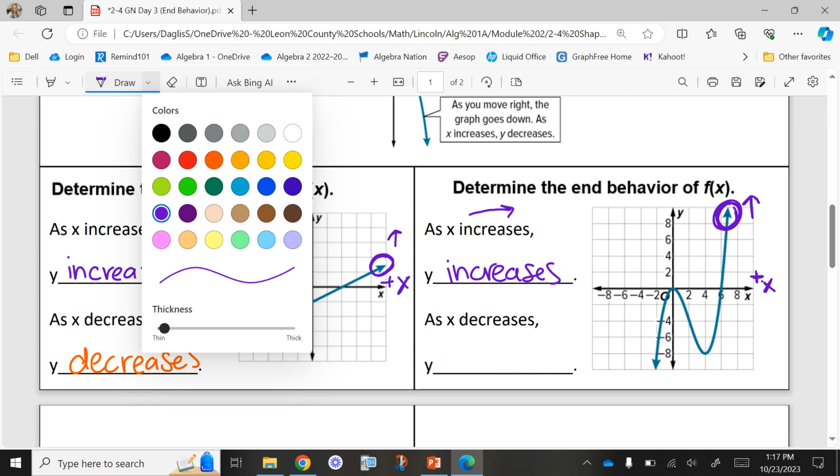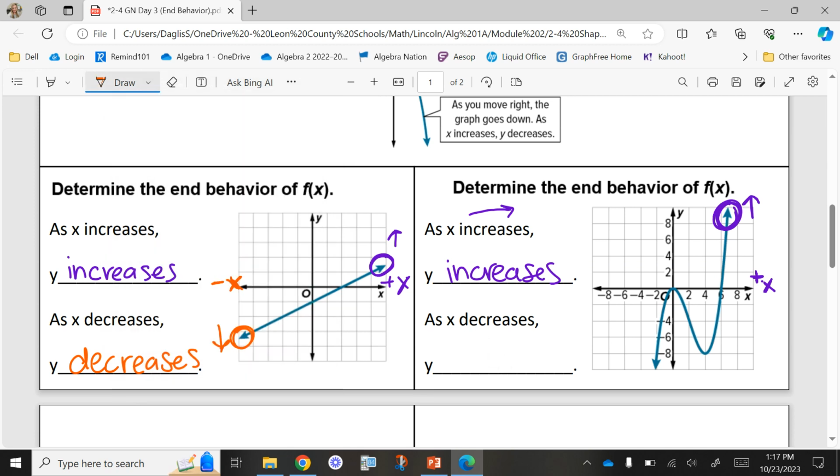Okay? Now next, as x decreases, so as we go to the left side, okay, as we look on the left side, now see how it's pointing down? Yes. Decreases. Okay, so we'll always say as x does this, what is my y doing? Okay, so we're going to look at the left side and the right side. Just make sure you know which order it's going into.